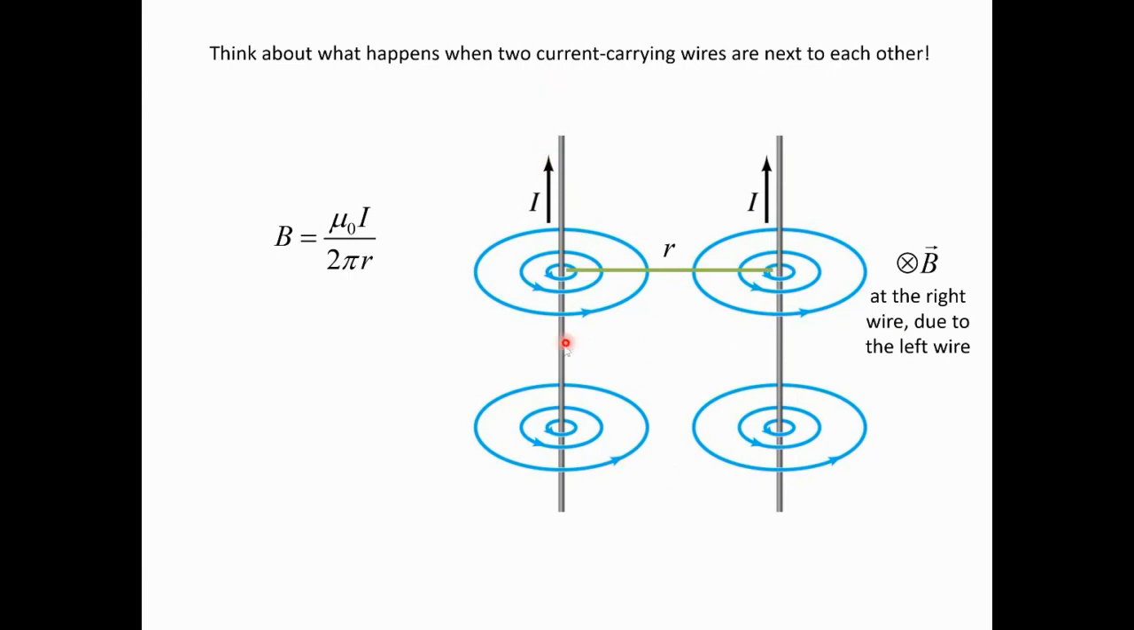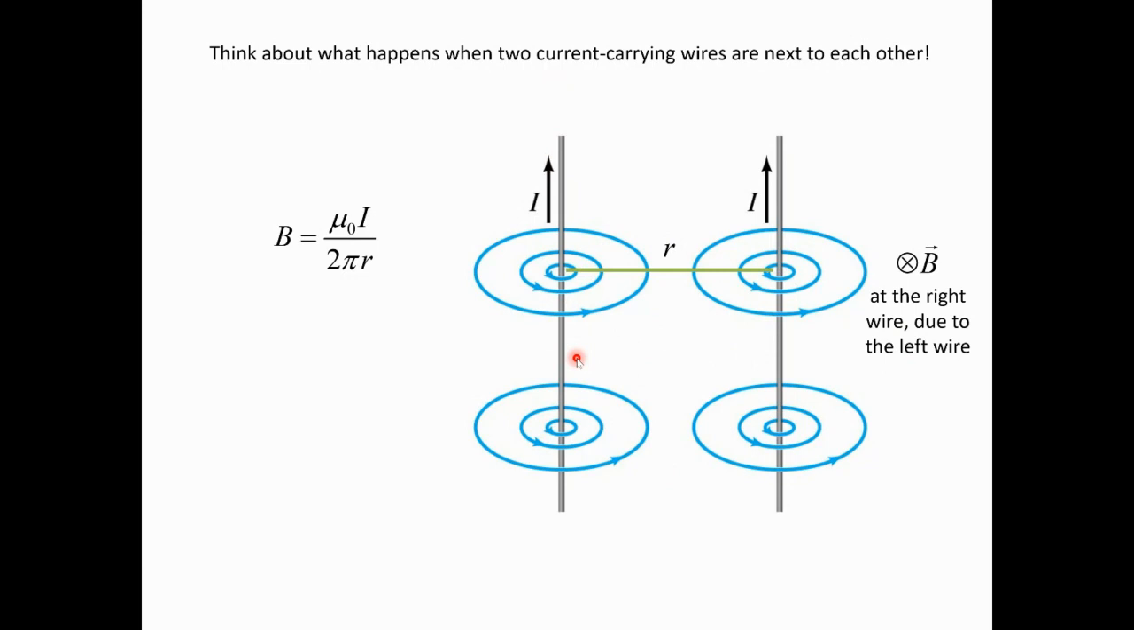Apply right-hand rule number 1 to the left wire. Imagine grabbing it, and then you'll see that if you grab that wire that's in the plane of the screen, at the location of the right wire, your fingers go into the screen. Does that make sense?